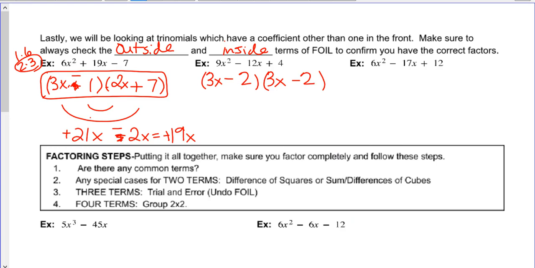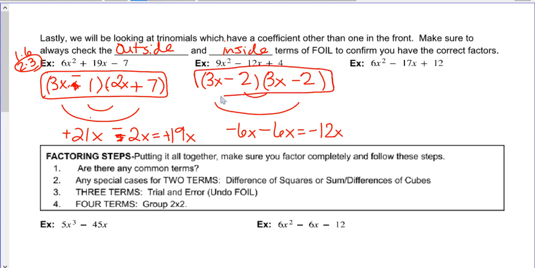And now I get to check the outside and inside term. Outside here, 3x times negative 2 is a minus 6x. Inside, negative 2 times a 3x is a minus 6x. Oh, goodness, looky there. When I put those together, I get my negative 12x, which is exactly what I have right here. Therefore, these are my 2 factors.